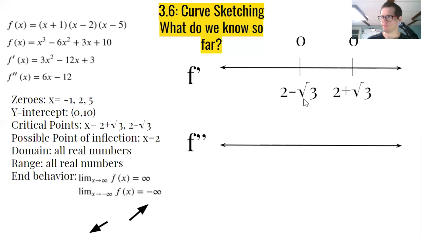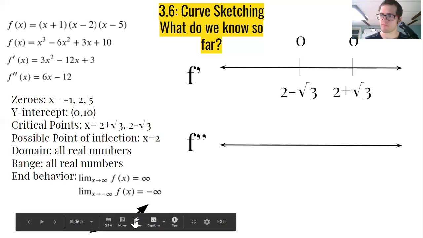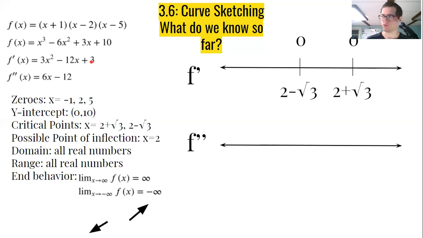So let's see. Below this, 0 is below that. Let's plug in 0 to the first derivative. So I plug in 0 to this. I get 3, which is positive. Now I need a number between 2 minus square root of 3 and 2 plus square root of 3. How about 3? Or we could just pick 2 because it's right in the middle of those two, which is going to give me 12 minus 24 plus 3. That's negative.